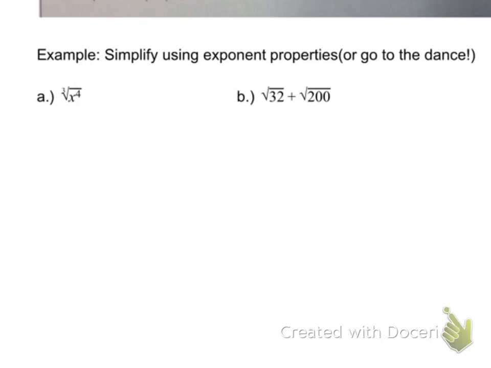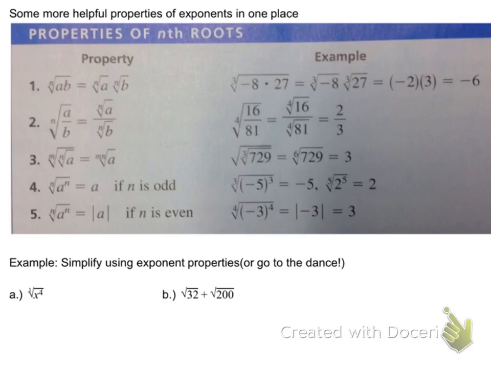So, I need to fix this. So this one is some more helpful properties of exponents in one place. This is all about roots, nth roots. Guys, remember that rational exponents end up forming roots, nth roots. And so when I say number 1 there, I see that the nth root of 2 numbers being multiplied together, you can separate them to their own, because that's just a power of a product, right? That's just saying an exponent on a group.